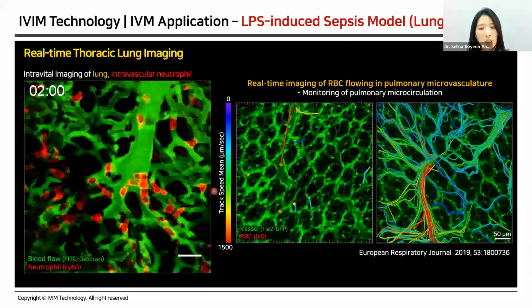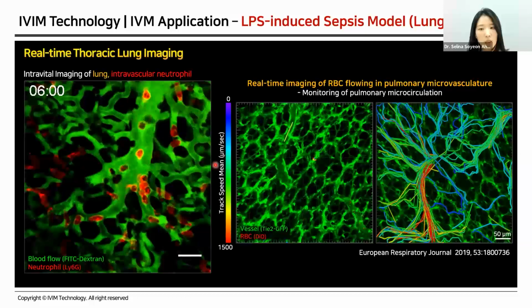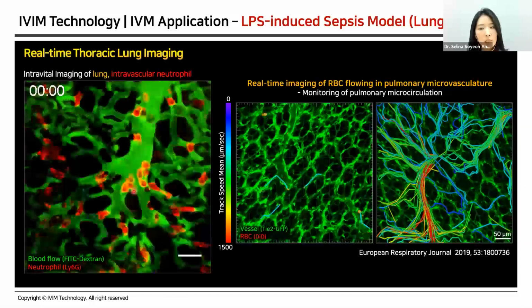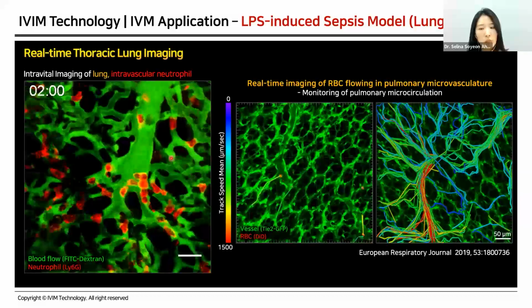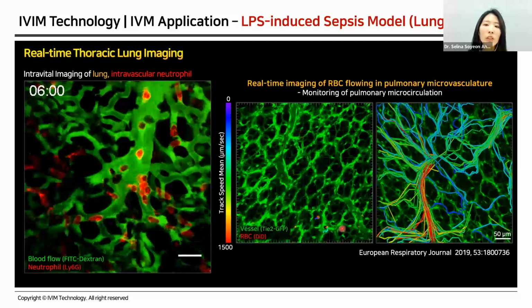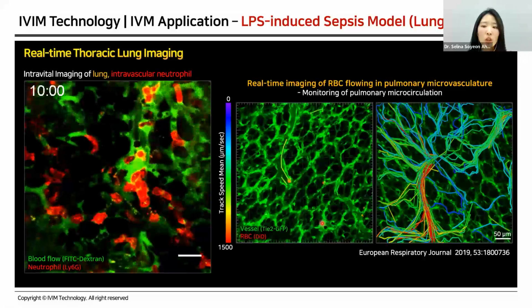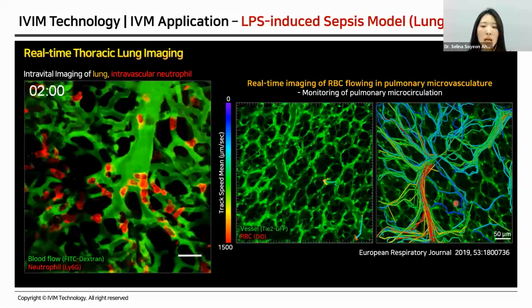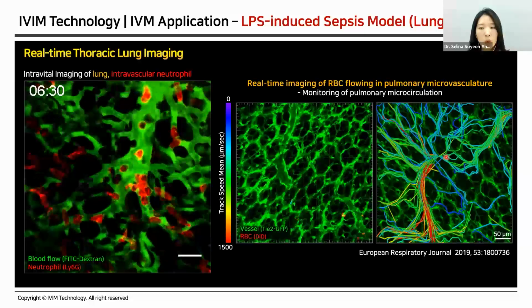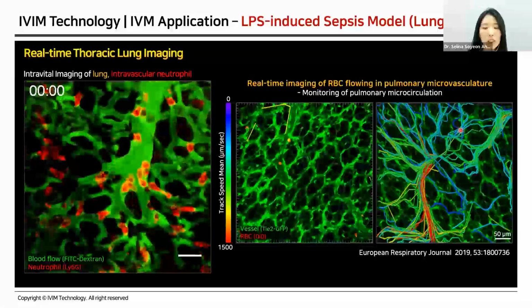In the disease model, after sepsis induction by injecting LPS, the pulmonary neutrophils can migrate to specific sites and block the microcirculation of the lung blood vessels. And we can finally acquire real-time quantitative analysis of the blood flow, distinguish the functional capillaries, and analyze the vascular area specific velocity in the pulmonary microcirculation in the sepsis animal model.